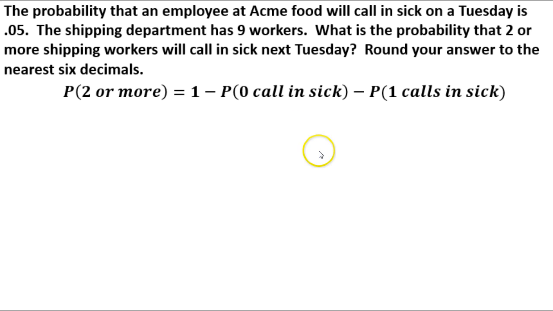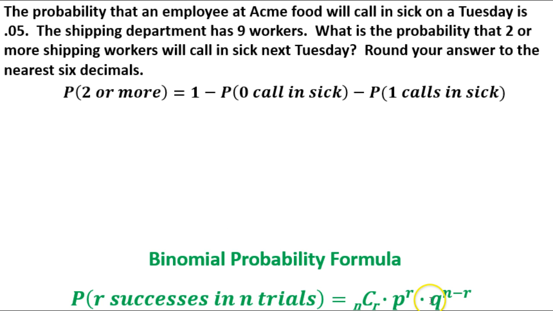Alright, so what we're going to do is determine the probability that 0 call in sick, and then determine the probability that 1 calls in sick, and then subtract both of those from 1. Okay, so we'll need to know what our P's and Q's are. Remember, we're going to use the binomial probability formula. In fact, let's bring that in right now. Here's our binomial probability formula.